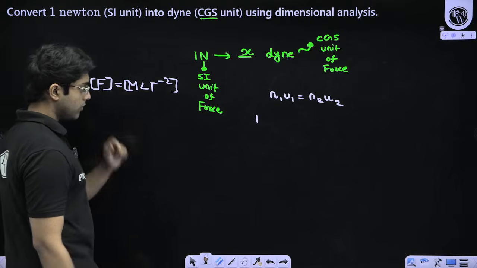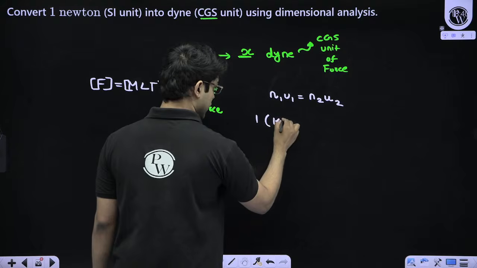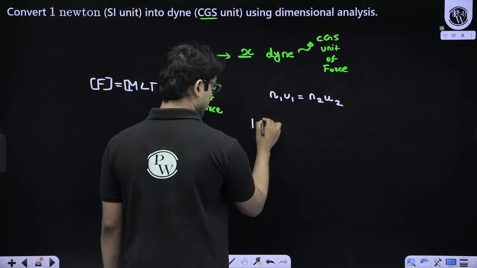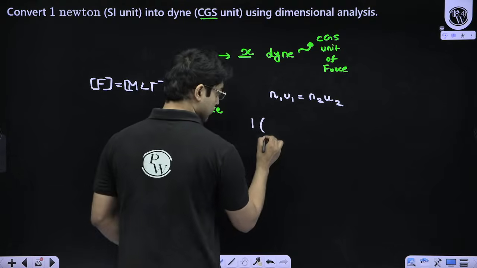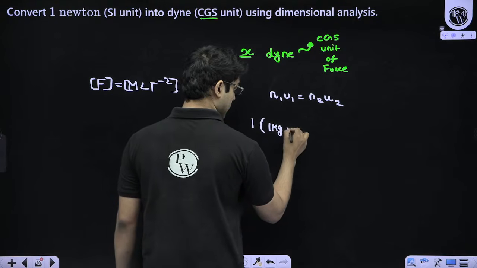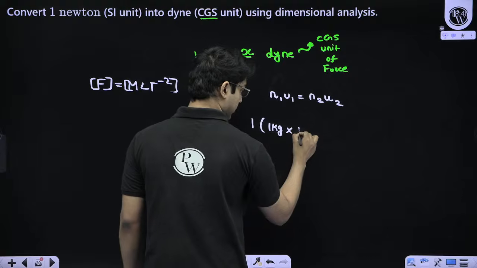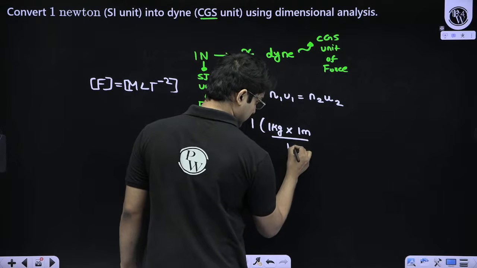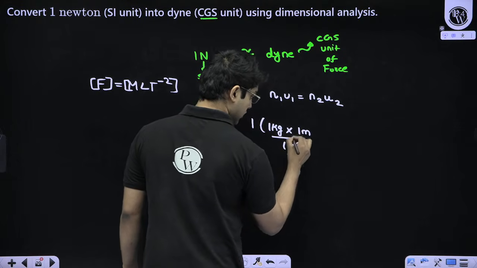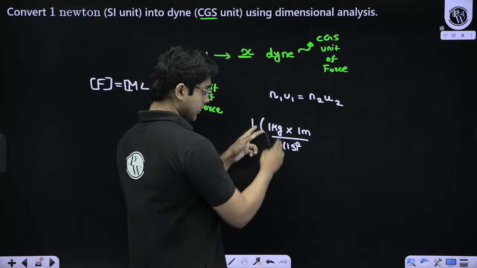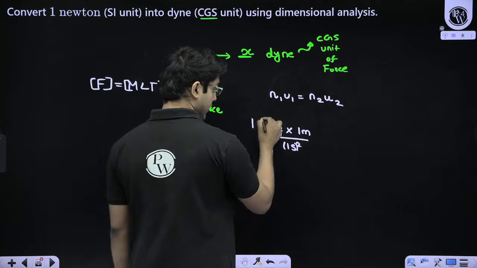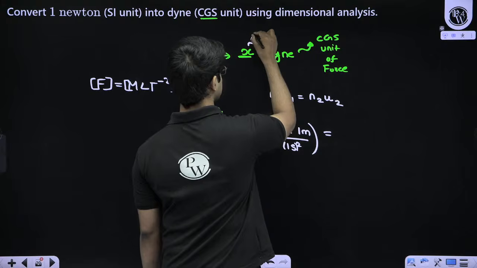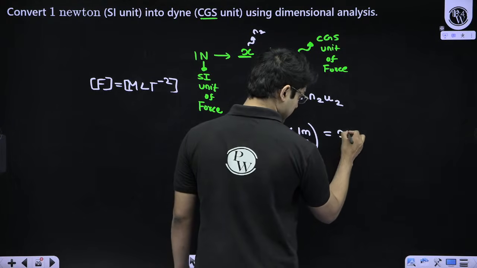Mass to the power 1, so that is kg, length to the power 1. So N1 is 1. Mass unit is 1 kg. Length unit is 1 meter. Then divided by time square. Time unit is 1 second squared. This is what we call 1 Newton, kg meter per second square. Now, N2 we don't know, that is this x, right? So we can write it as x itself.